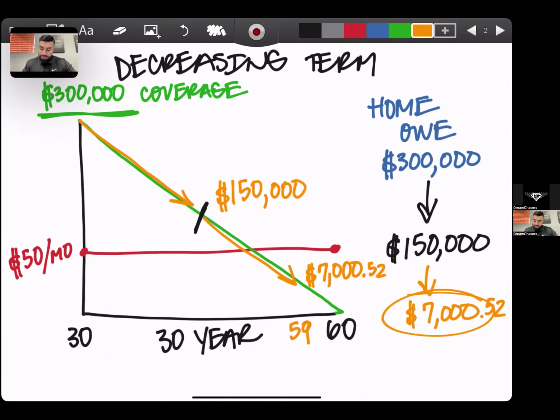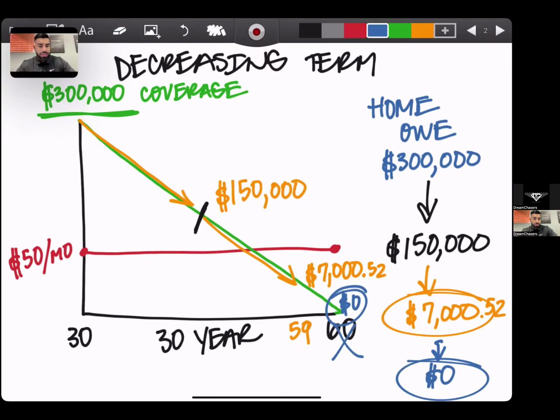Eventually, let's say I make it to age 60 and I pay the house off. So now on the home, I owe zero. Home is paid off. This policy is now at zero, and that's where the term ends and that policy gets canceled. But remember, decreasing term coverage decreases as the debt is decreasing.